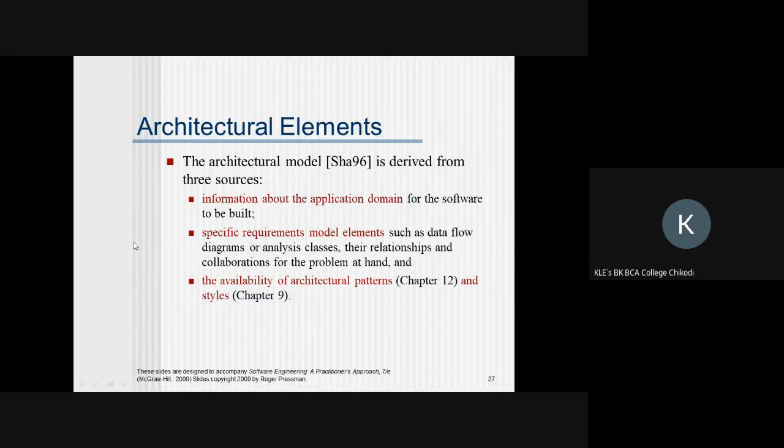Deployment elements. Then architectural elements. The architectural model is derived from three sources. Information about the application domain for the software to be built. Specific requirements model elements such as data flow diagrams or analysis classes, their relationships and collaborations for the problem at hand. And the availability of architectural patterns and styles. These are some of the things we have to consider during development of any architectural model.